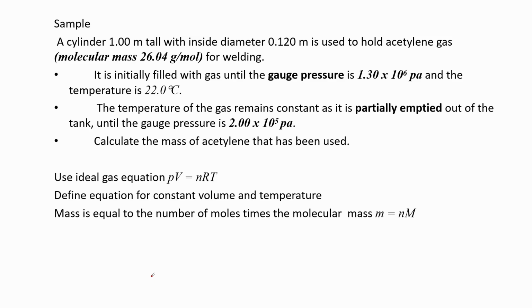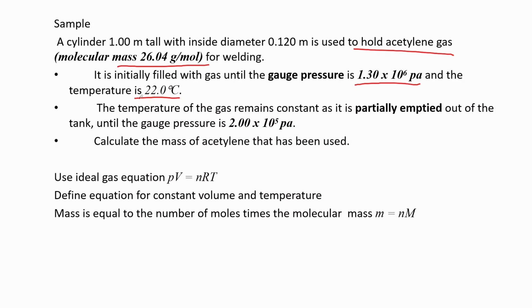Here we have an example. A cylinder 1 meter tall with inside diameter 0.12 meters is used to hold acetylene gas, molecular mass 26.04 grams per mole, for welding. It is initially filled with gas until the gauge pressure is 1.3 times 10 to the power of 6 pascals and the temperature is 22 degrees Celsius.